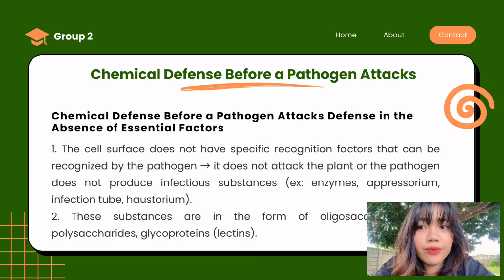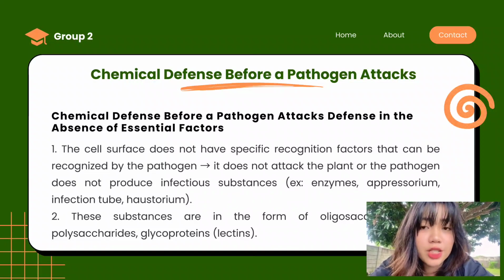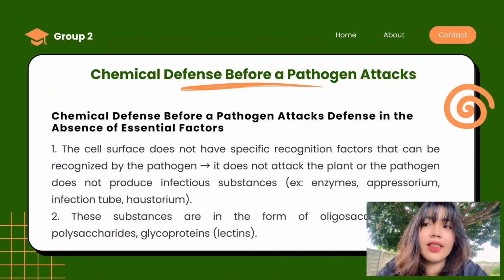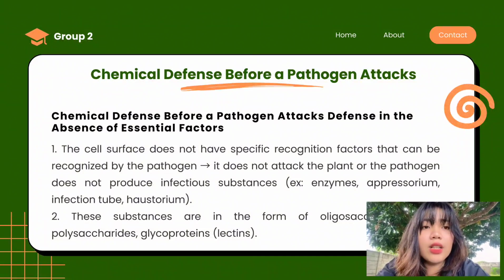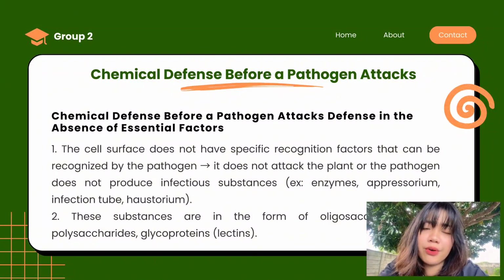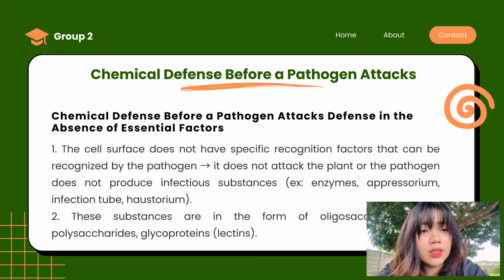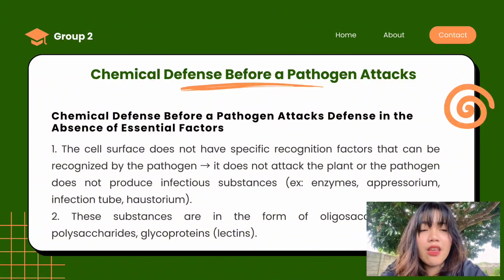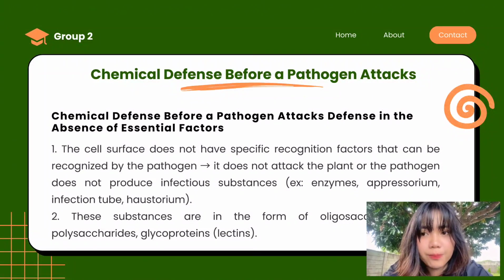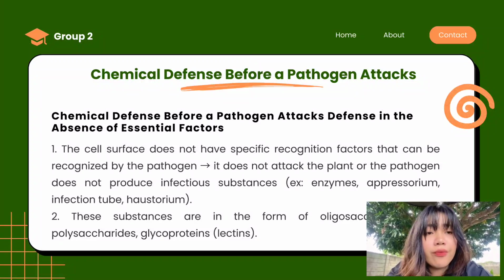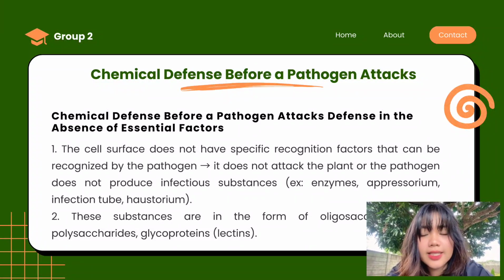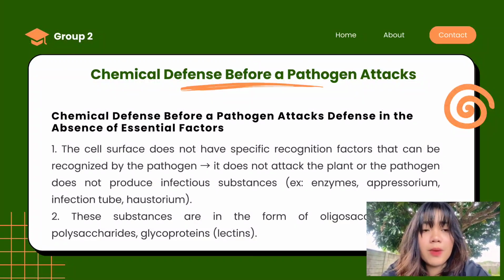Well, the next is chemical defense before a pathogen attacks: defense in the absence of essential factors. When the cell surface does not have specific recognition factors that can be recognized by the pathogen, therefore it does not attack the plant, or the pathogen does not produce infectious substances like, for example, enzymes, the appressorium, infection tube, or what we call haustorium. These substances are in the form of oligosaccharides and polysaccharides, and also glycoproteins or what we call lectins. This is also a chemical defense mechanism used by plants to prevent pathogens from attacking them.